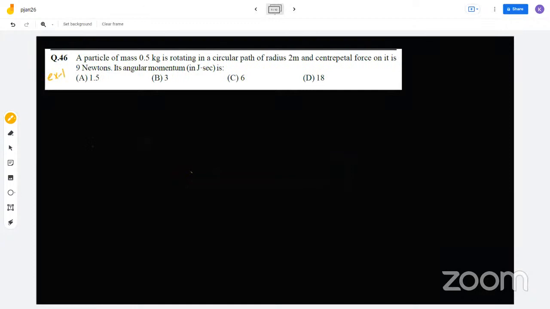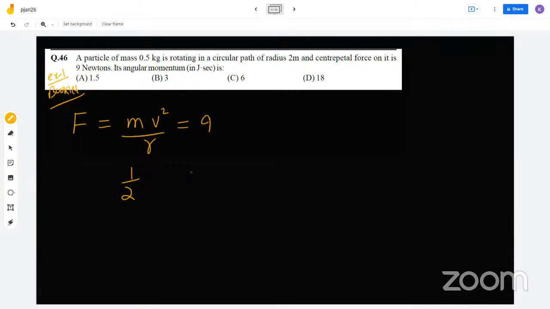This is exercise 1 booklet. Guys, centripetal force is 9. हाँ, centripetal force को कैसे use करेंगे? m v square by r. This is given as 9 Newton. So mass is 1/2, r is 2. So इससे v की value कितनी आ जाएगी? 6.